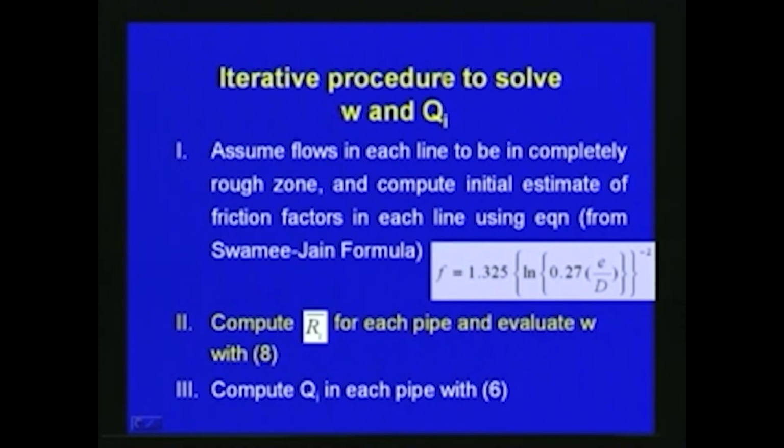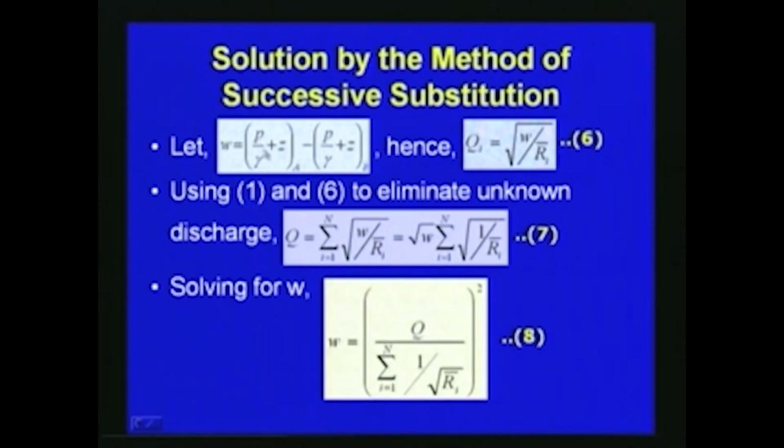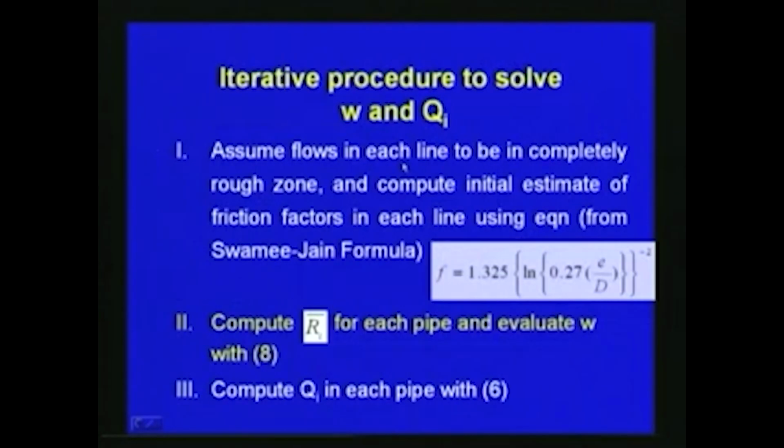We use an iterative procedure to solve for W, which is the piezometric head difference between A and B, and Qi, the discharge through each pipe. The steps are listed here. First, we assume the flows in each line to be in the completely rough zone and compute the initial estimate of the friction factor in each line using the equation. As I mentioned, different methodologies and approaches are possible; for demonstration purposes here I use the Swamee and Jain formula.